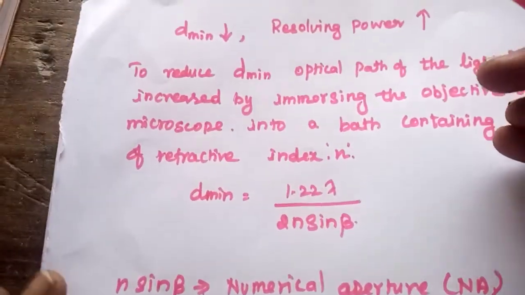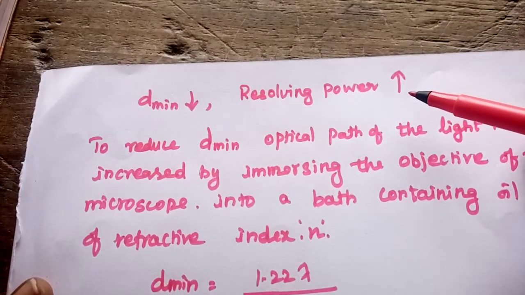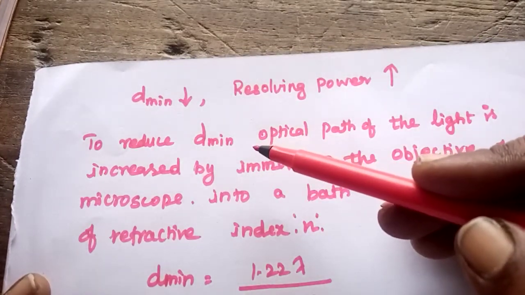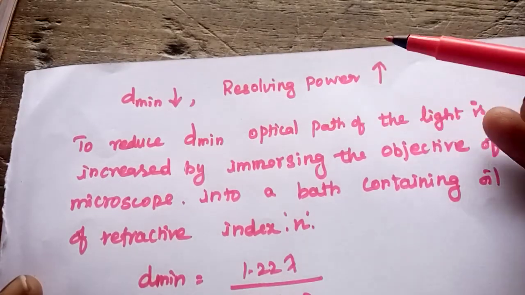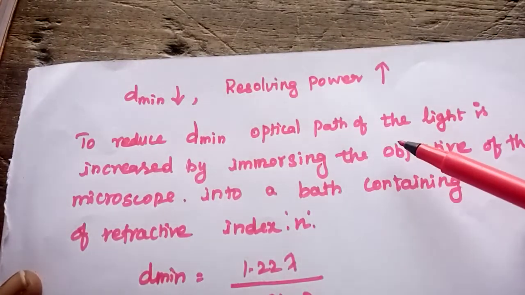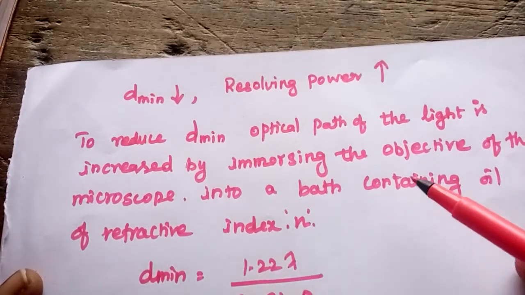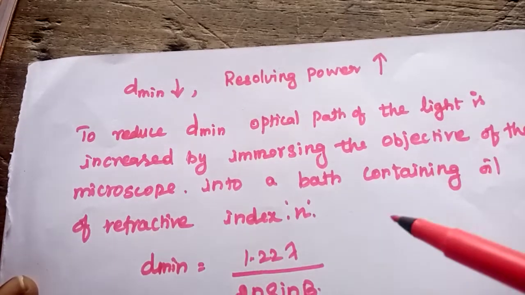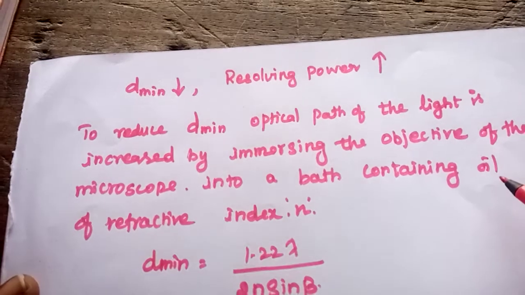Next, the lesser the value of d minimum, the higher the resolving power. Both are inversely proportional to each other. So the more we reduce the distance d minimum, that is the distance between the 2 points on an object, the more the resolving power will be maximum. To reduce this d minimum, the optical path of the light is increased by immersing the objective lens of the microscope in a bath containing oil. The refractive index of that oil is n.